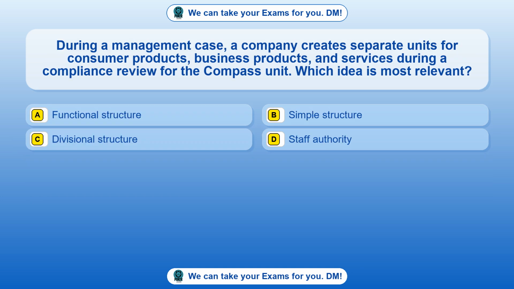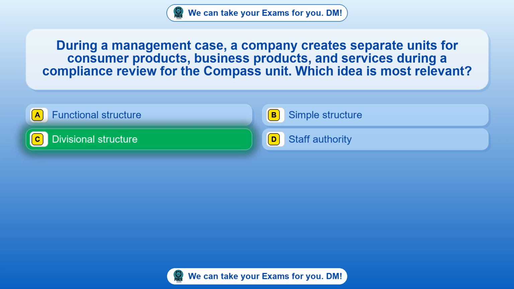Question 7. During a management case, a company creates separate units for consumer products, business products, and services during a compliance review for the compass unit. Which idea is most relevant? Option A, functional structure. Option B, simple structure. Option C, divisional structure. Option D, staff authority. The correct answer is option C, divisional structure.